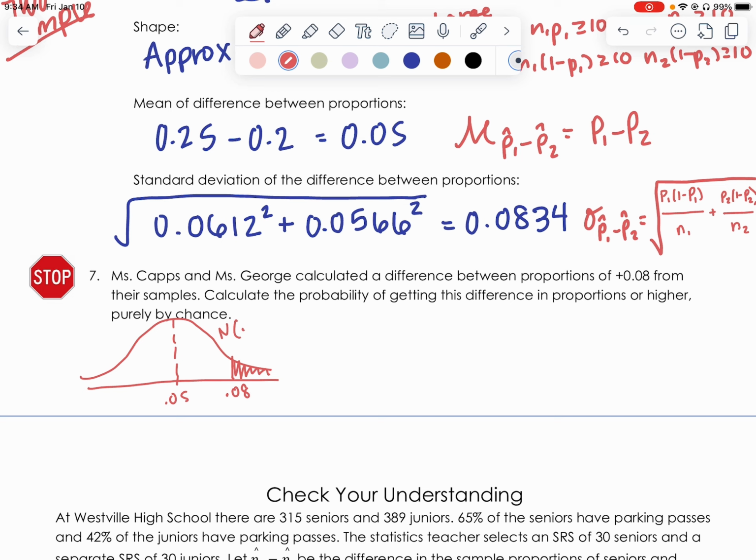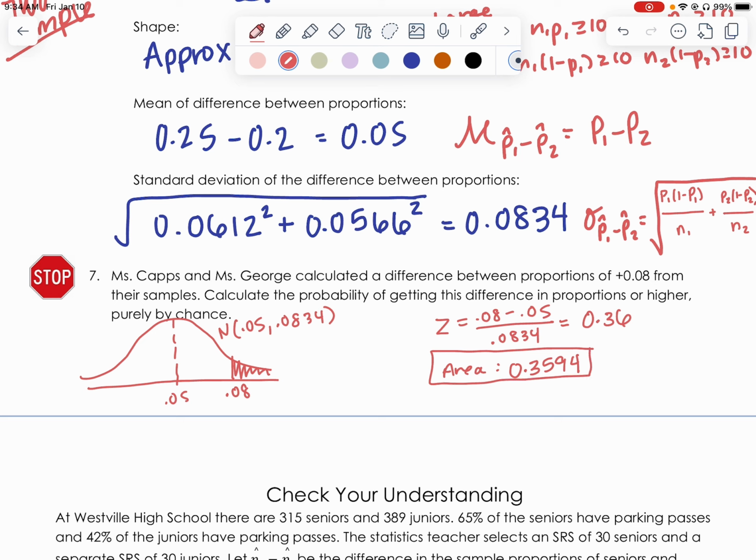We're going to label 0.05, comma, 0.0834. And then we're going to calculate our z-score. So z equals the 0.08 value minus the mean, over the standard deviation. And I get a z-score of 0.36, and then an area of 0.3594. Whether you use the calculator or the z-table, you do have to do 1 minus for the z-table to get that value. And there is our lesson for today.